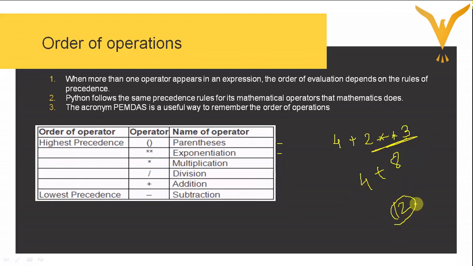So it is somewhat similar to your maths concept. This is known as operator precedence. So the highest precedence operator is the bracket, round bracket, parenthesis.